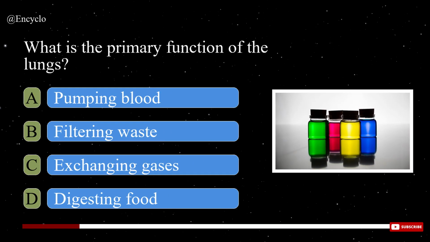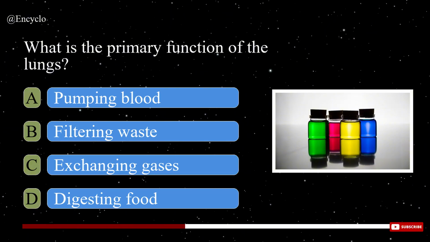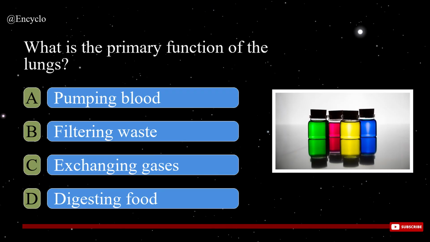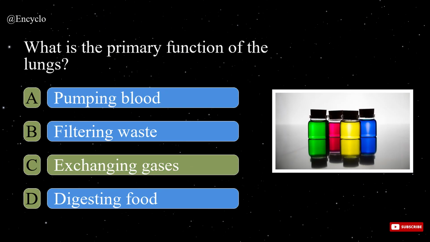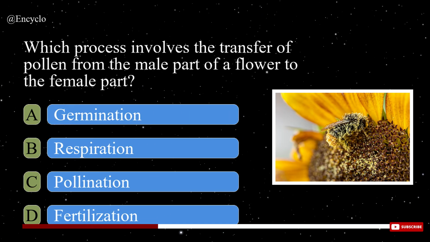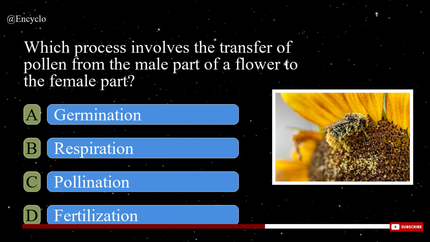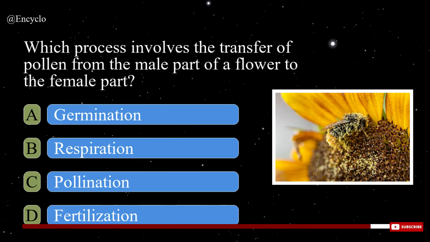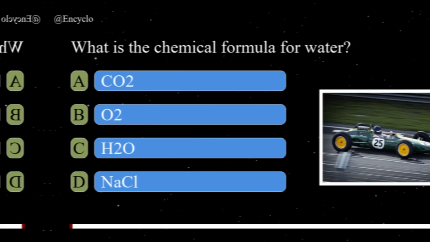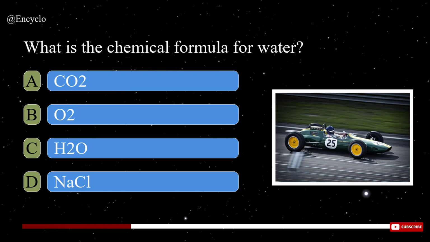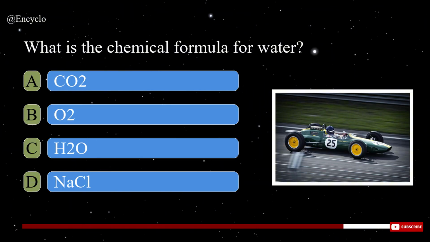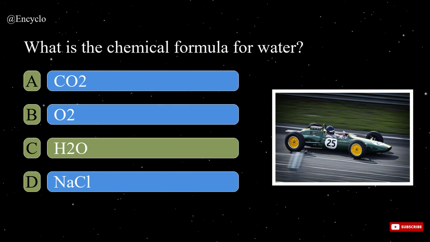What is the primary function of the lungs? The answer is exchanging gases. Which process involves the transfer of pollen from the male part of a flower to the female part? The answer is pollination. What is the chemical formula for water? The answer is H2O.